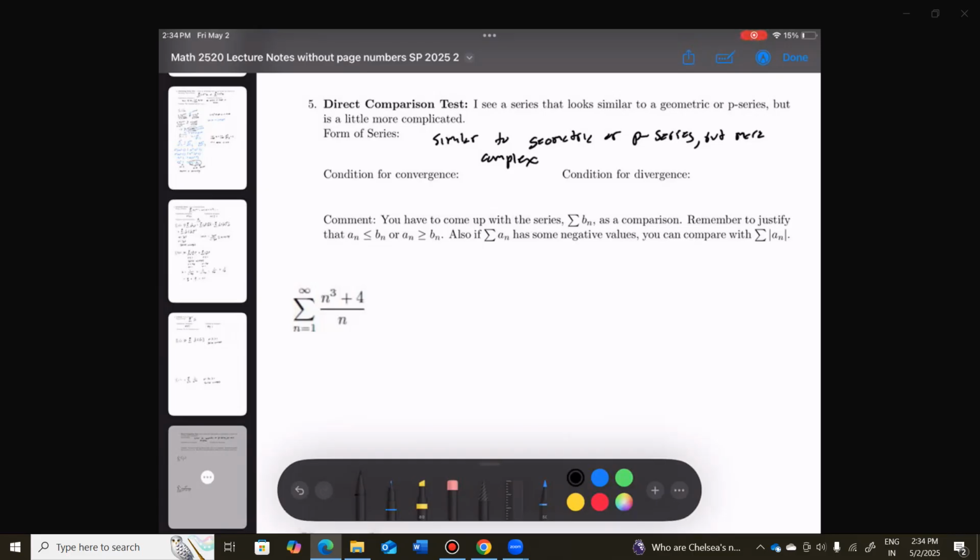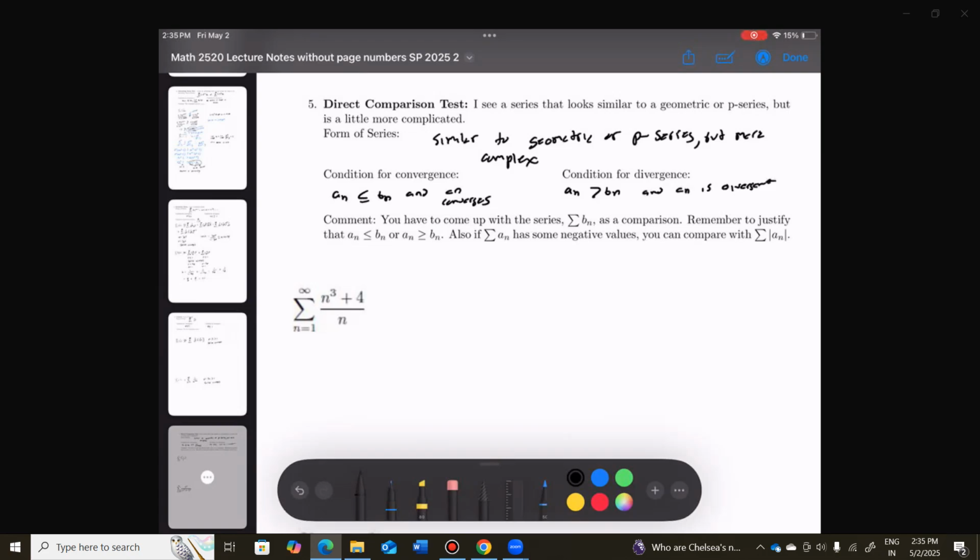So in this case, if a sub n is less than or equal to b sub n, and b sub n converges, then a sub n converges. Or if a sub n is greater than or equal to b sub n, and b sub n is divergent, then a sub n is divergent.